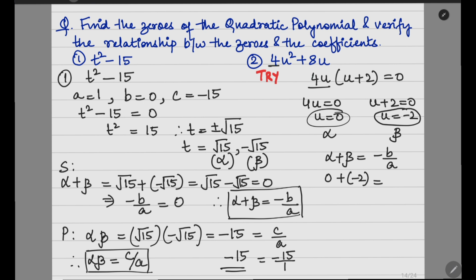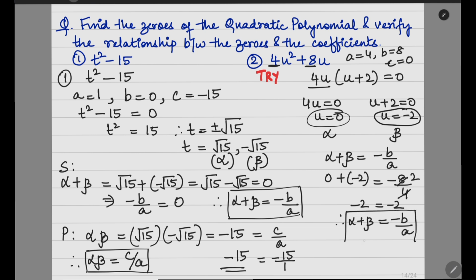Here you have the question, right? This is a, this is b. So what is a? A in the question is 4, b is 8 and c is 0. What is minus b by a? It is minus 8 by 4, which is nothing but minus 2. So minus 2 equals minus 2. Therefore, you have checked that alpha plus beta is equal to minus b by a. Similarly, do it for alpha into beta. It should be equal to c by a. Do try it yourself.